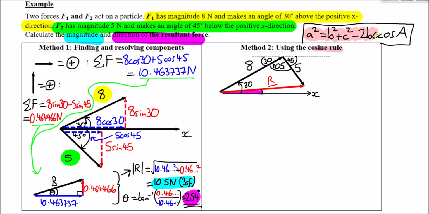So if we apply this here, where A, B, C are the sides, we want to work out side A, which is opposite to the angle we know, angle big A. So in this case here, side A is R, B and C in any order are 8 and 5, angle A is 105. So therefore, the magnitude of this resultant force, magnitude of R, is going to be the square root of 8 squared plus 5 squared minus 2 lots of 8 multiplied by 5 multiplied by cos of this 105.